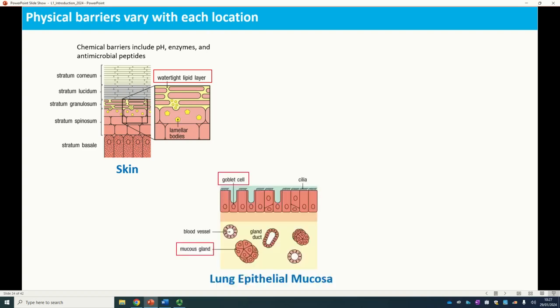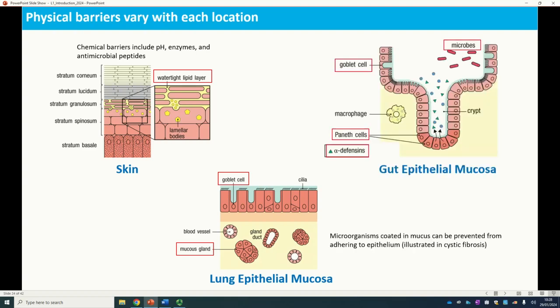If we compare that with the lung mucosa, we can see that this is very thin. It's only one cell thick, so it's quite vulnerable in that respect. But we've got a protective layer of mucus as well as cilia to sweep away any pathogens that enter there.